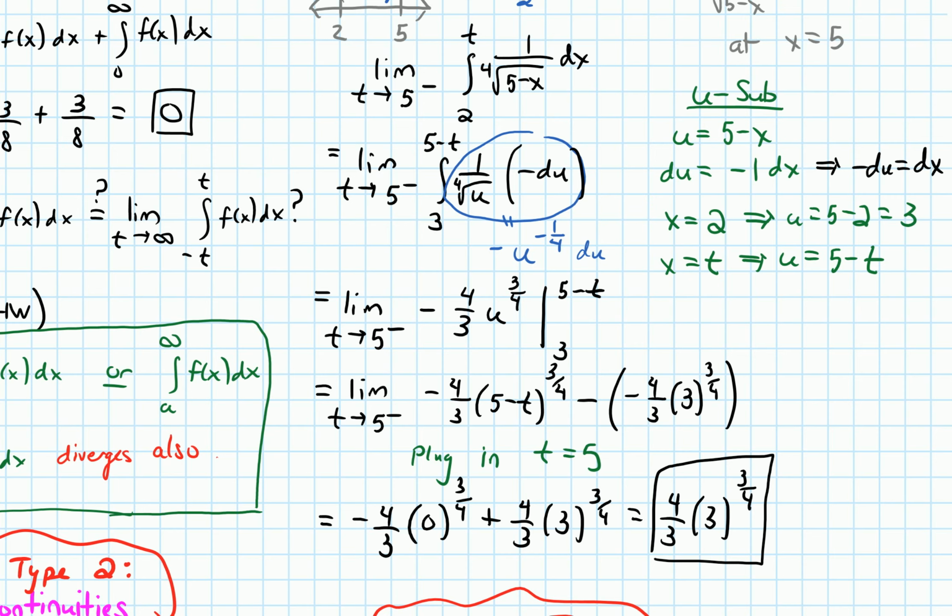So if we wanted to, we could simplify this further. The 3 in the denominator is technically 3 to the 1, and I could rewrite this as 4 over, if I bring this 3 to the 3/4 to the denominator, we'd end up getting 3 to the 1/4 on the bottom. So if I did need to simplify it, I could simplify it to that.